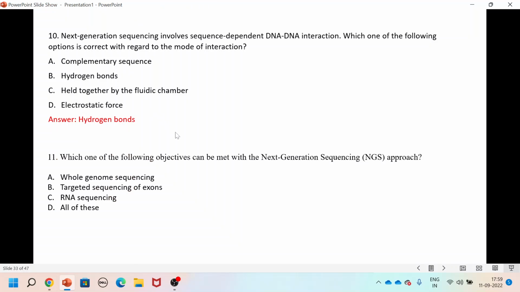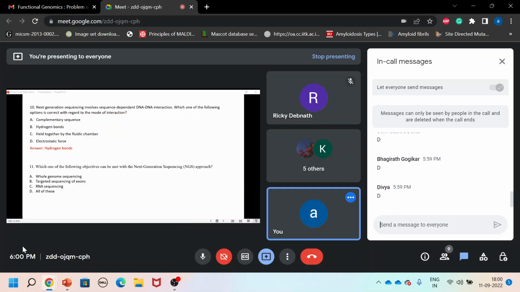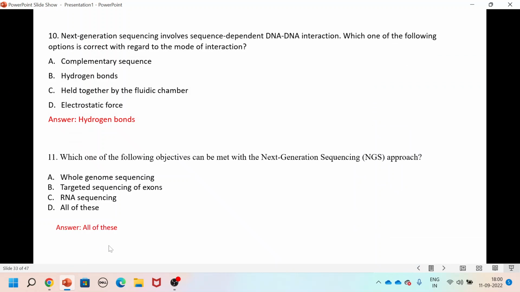Next is, which one of the following objectives can be met with the next generation sequencing approach? Can we perform whole genome sequencing, or can we only perform target sequencing of exons, or RNA sequencing is possible, or whether all of these is possible? D. Okay. So, right, as I mentioned in the previous slides as well, NGS is not only limited to DNA sequencing, but it can be used for the sequencing of the whole genome, or we can target the exons also, which is known as exome sequencing, and RNA sequencing, as I mentioned, RNA-seq.